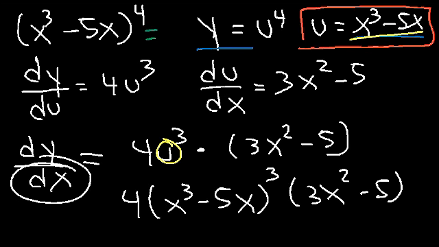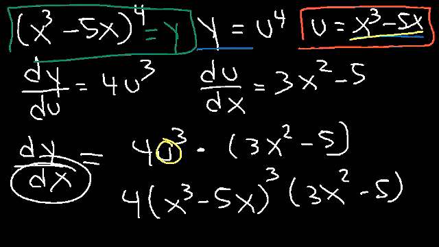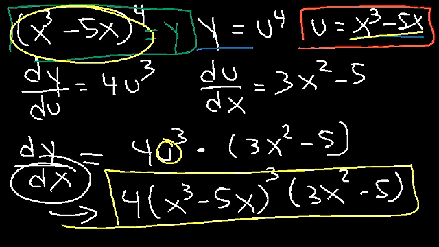So since the original problem equals y, dy/dx is equal to this, which is the derivative of this function with respect to x. So this is the answer. So as you can see, you could do it the short way or the long way. You can get the same answer.